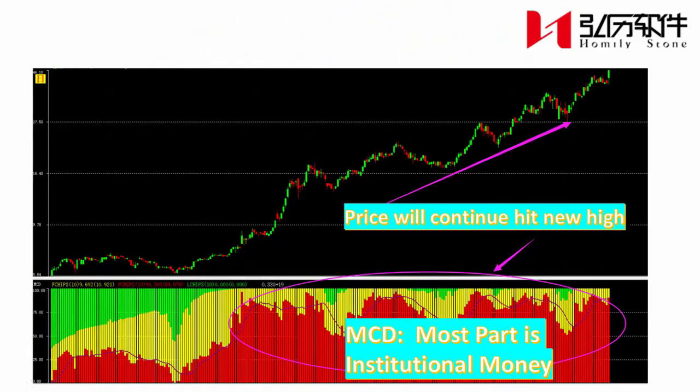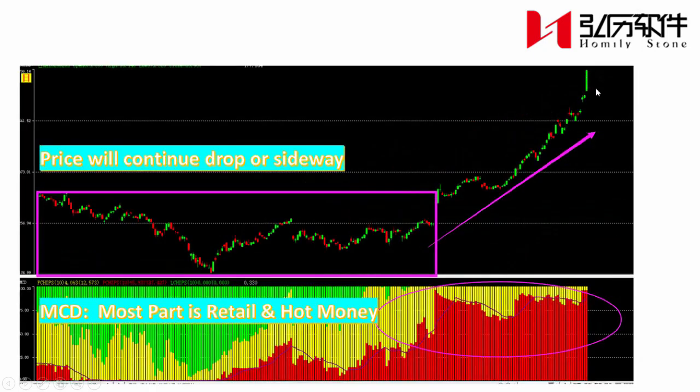Okay, let's see some examples. You see most of it is red bar, most of it is big fish, institutional money, so the price will continue to hit new highs, continue rising. But why does your share continue going down? Why does your share continue sleeping? You just look at MCD. If most of it is green bar, it definitely will continue to drop. If most of it is yellow bar, it will be sleeping, continue sideways.